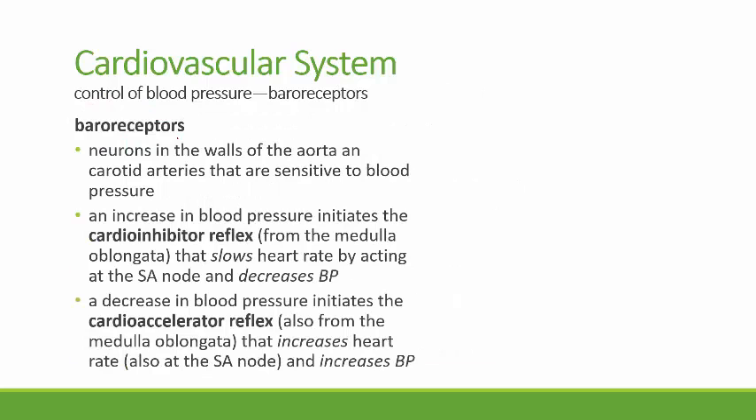Okay, almost there. One more piece of information about the control of blood pressure, and that is the baroreceptors that are found in the aorta, measuring the blood that's pumped out to the body, and in the carotid arteries. Think about where the carotid arteries are going to. Hopefully you just thought to yourself, oh yeah, heading up to the brain. So we keep track of the blood pressure in the aorta and the carotid arteries.